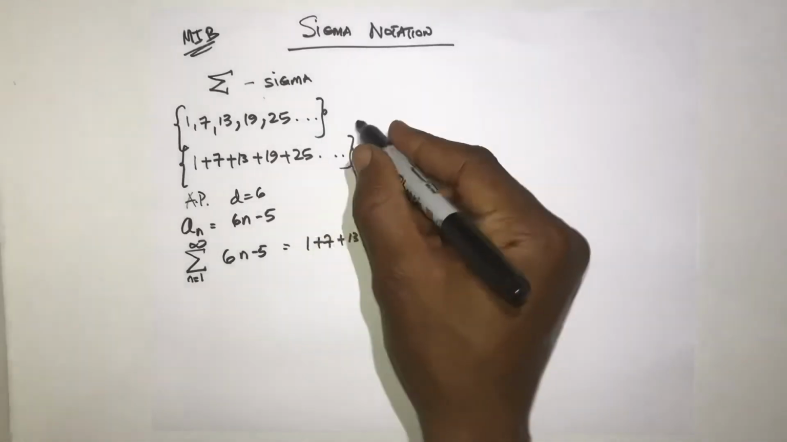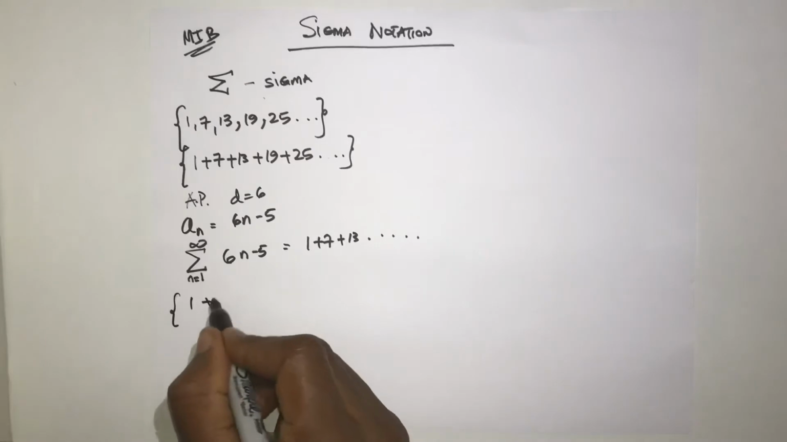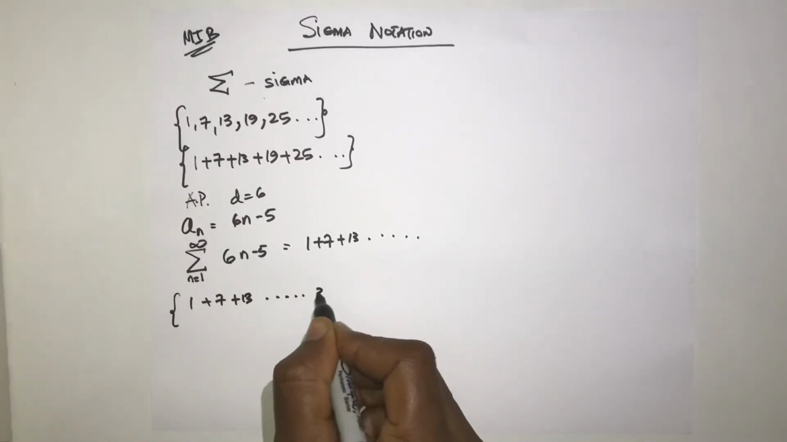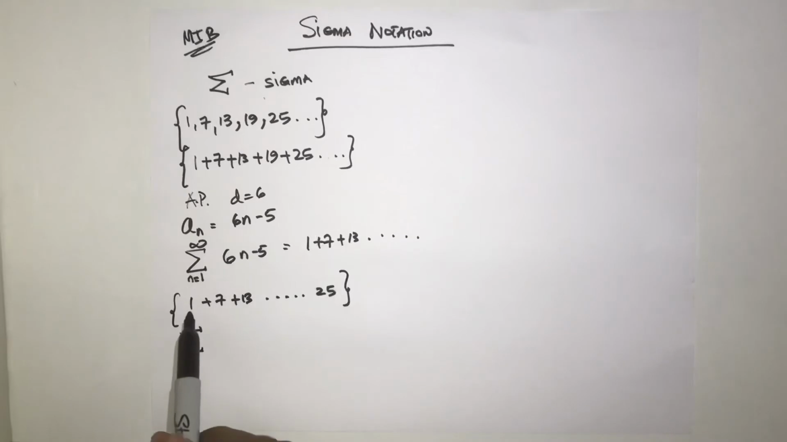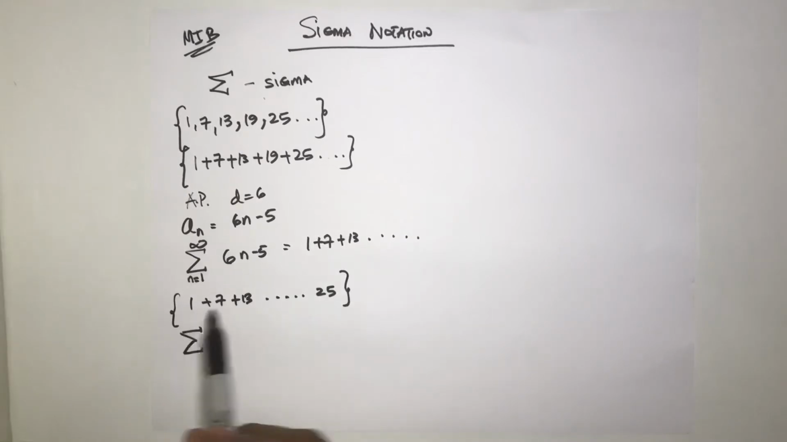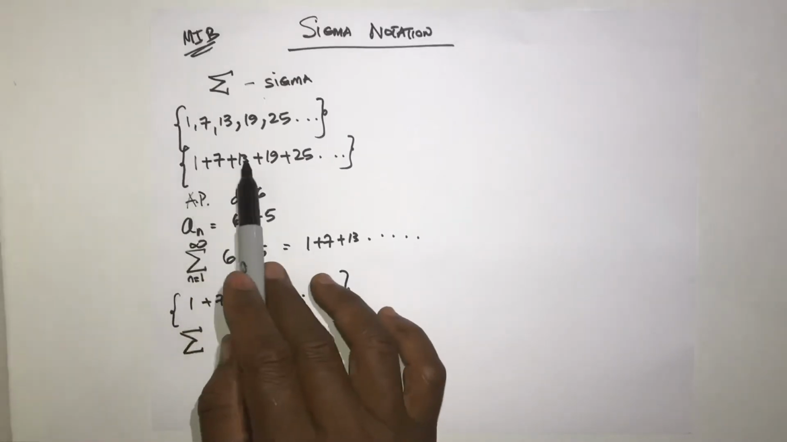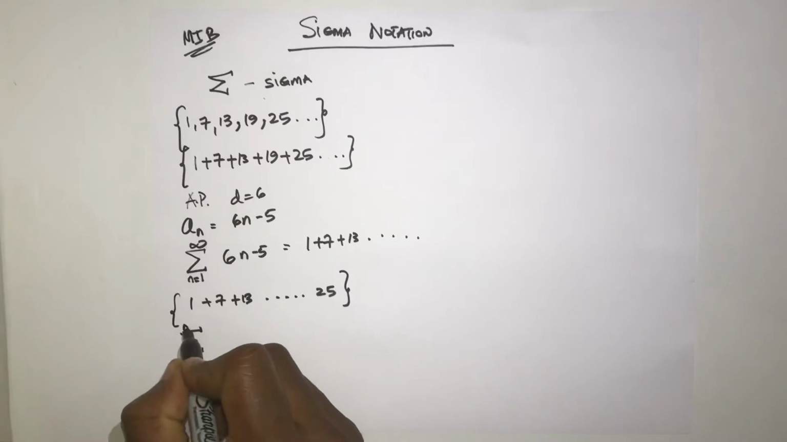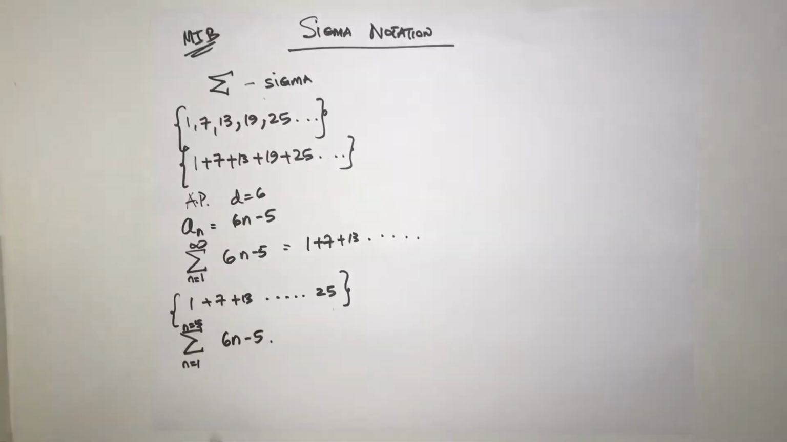Now, what if we had this series 1 plus 7 plus 13 up to 25, right? Then in this case, we'd be summing from the first term to 25. Then 25 would be the 1, 2, 3, 4, fifth term. So it'd be summing from n equals 1 to n equals 5 of 6n minus 5, right?